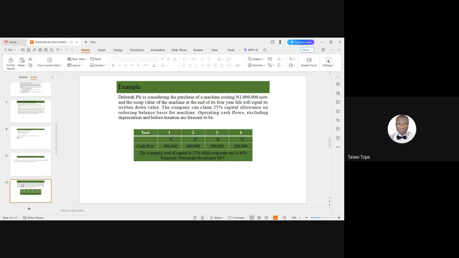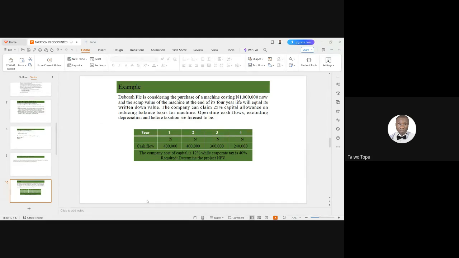We have this example that Deborah PLC is considering the purchase of a machine costing 1 million now, and the scrap value of the machine at the end of its 4 year life will equal its written down value. The company can claim 25% capital allowance on reducing balance basis for the machine.